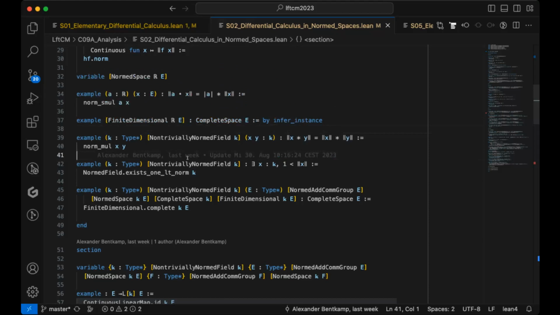I'm not going to have to add a bunch of completeness hypotheses to my theorems about calculus in finite dimensions, because Lean will automatically just know that it's complete, and so the various limits that I'll want to take in the process of making derivatives will just work.